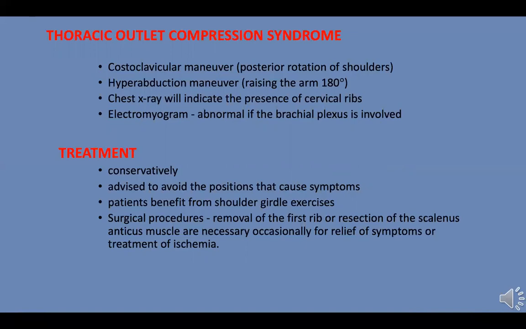Treatment is conservative. Patients are advised to avoid the positions that cause symptoms. Patients also benefit from shoulder girdle exercises. Surgical procedures are sometimes indicated. Removal of the first rib or resection of the scalenus anticus muscles is necessary occasionally for relief of symptoms or treatment of ischemia.